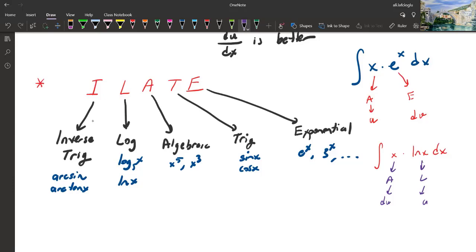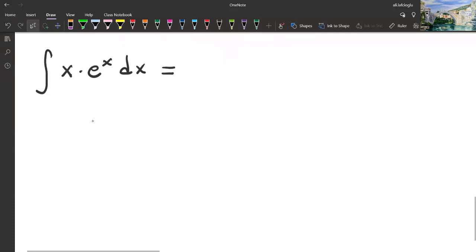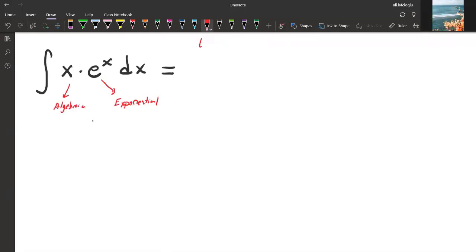So I stands for inverse trigonometric functions. L stands for logarithmic functions. A, algebraic functions. T, trigonometric functions. E, exponential functions. x times e to the power x. Which one is u? We have two functions. This is an algebraic function. This is exponential. So ILATE: A is here, and exponential is the last one. So x is first.